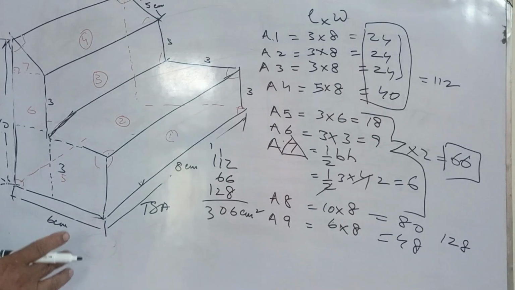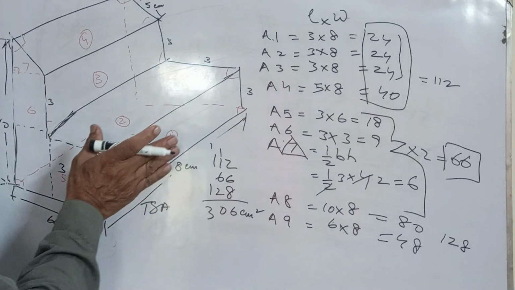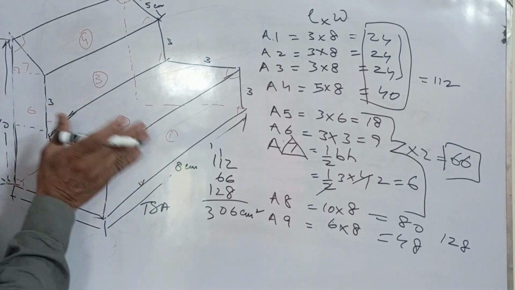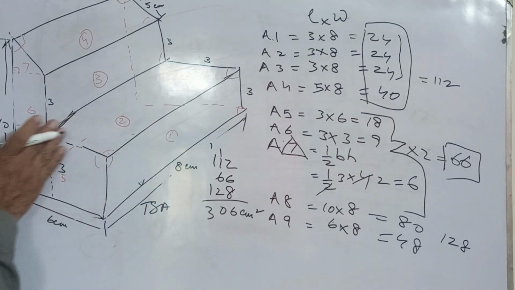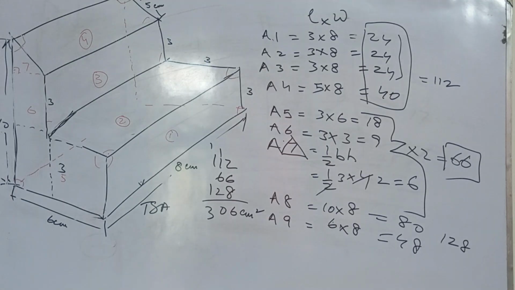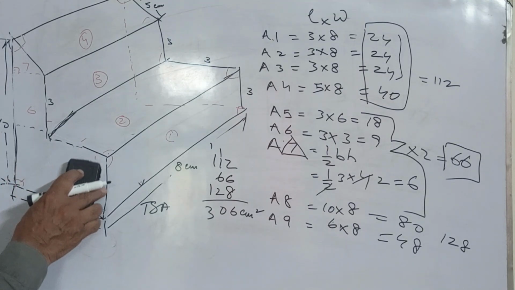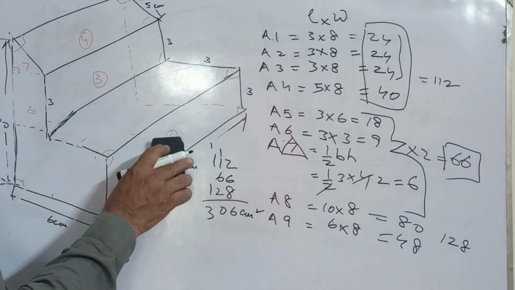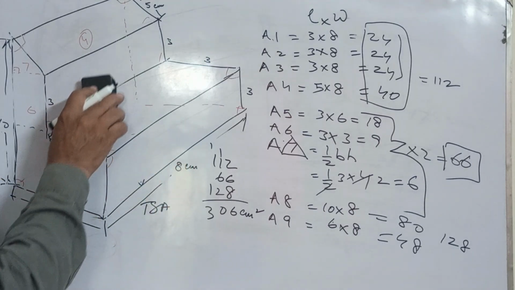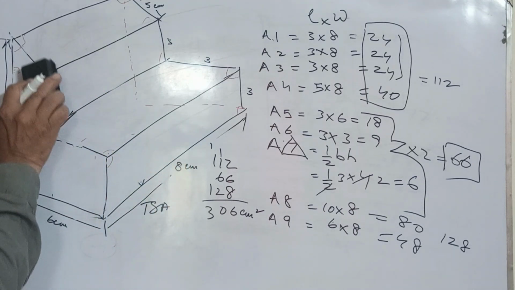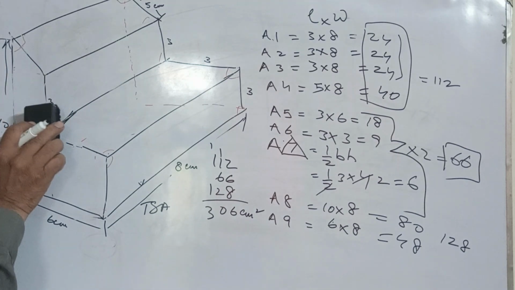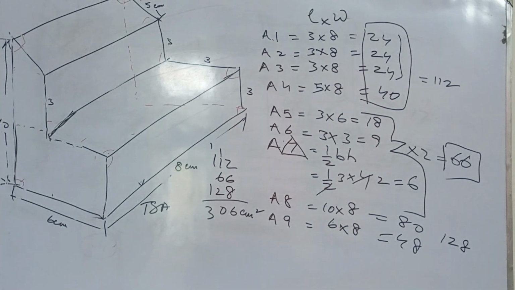Now you see, we have to find the boxes. First we found the rectangles, and now we have to find the boxes for volume. Now erase all the construction we have done.